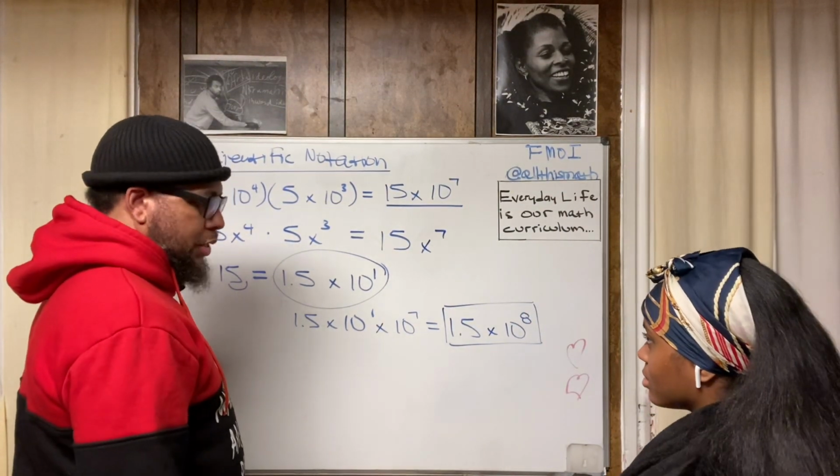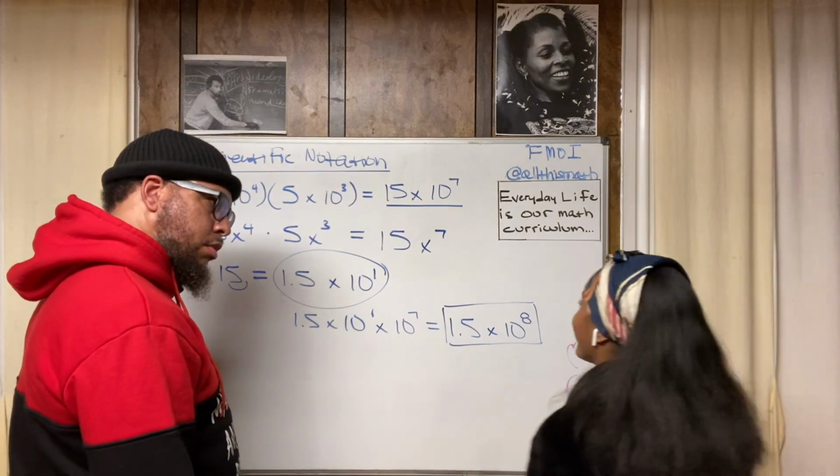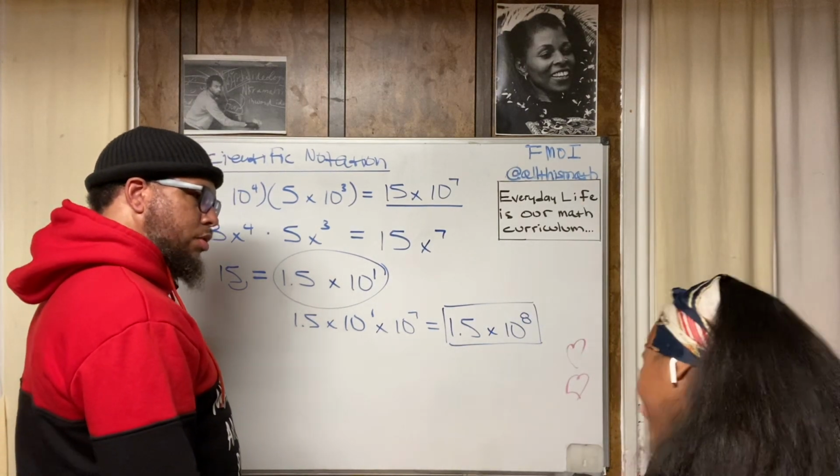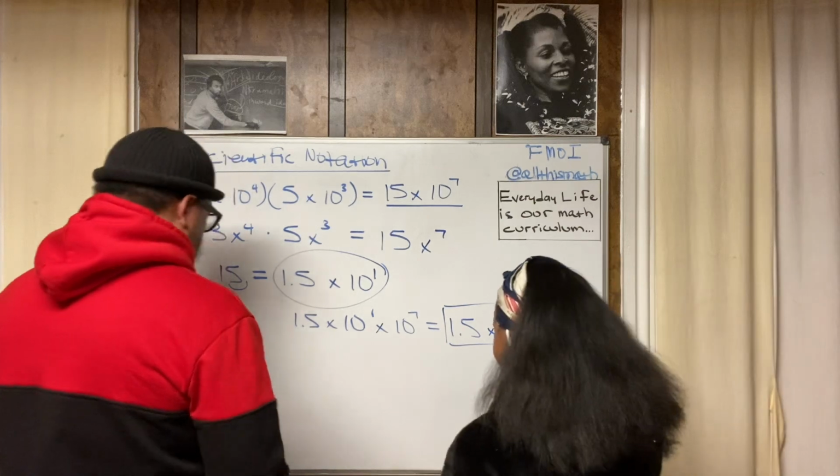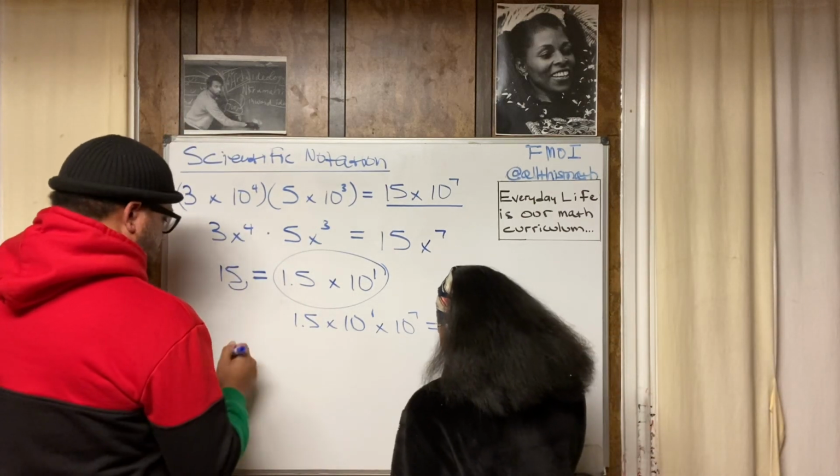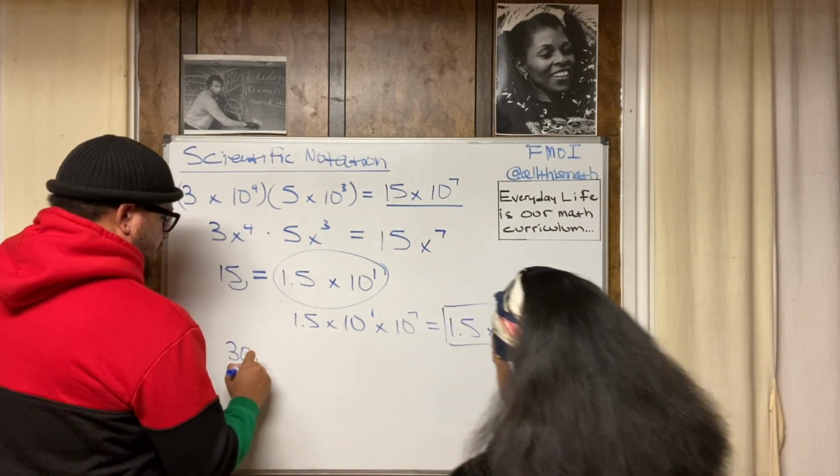3,000. No, that's 3 zeros. I said 4. I clearly said 4 zeros. Are you awake? Wake up. So 3 with 4 zeros is 30,000, right?